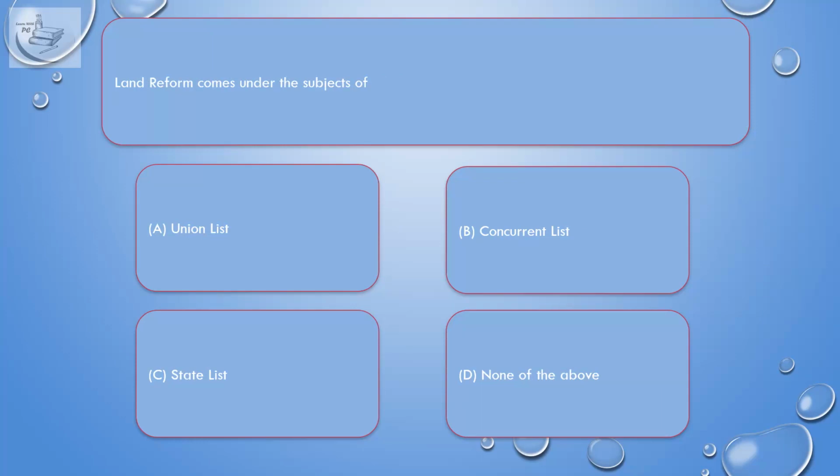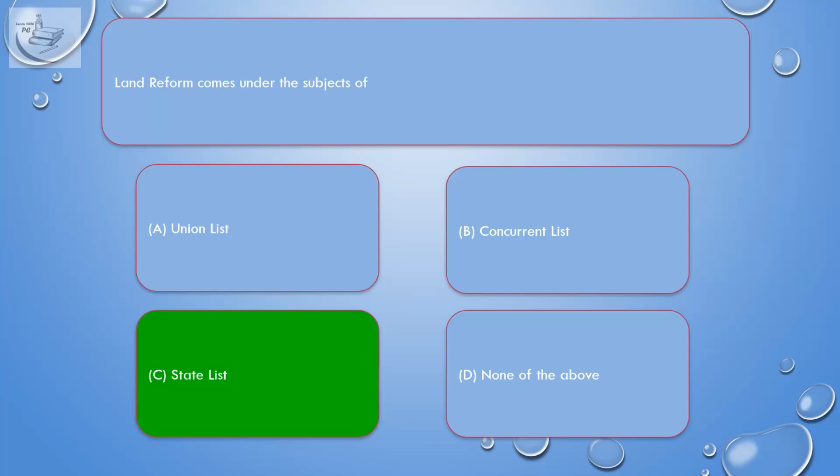Correct answer is A. Railway Police. Question: land reform comes under the subjects of A. Union list. B. Concurrent list. C. State list. D. None of the above.